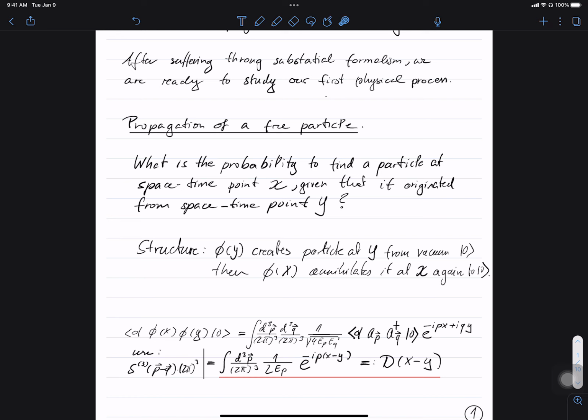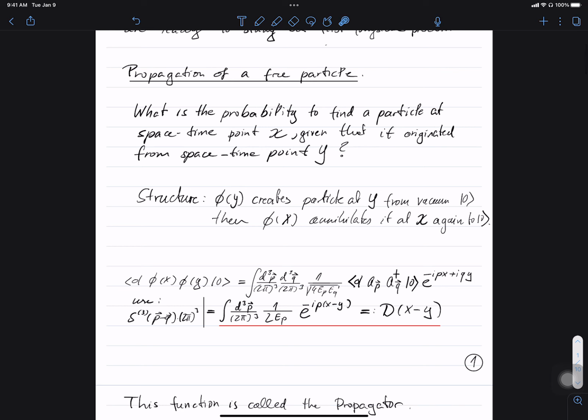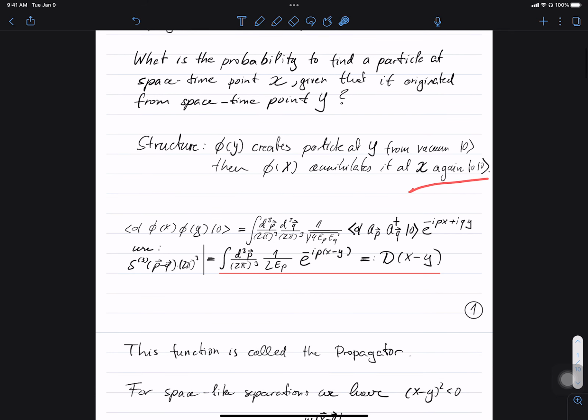Now we can ask the question, what is the probability to find a particle at a space-time point x, given that it was originated or generated at a space-time point y? So the structure we have is the field operator creates a particle at space-time point y from the vacuum. This is the only way we know how to get particles. And then the field operator at space-time point x annihilates it again to leave us with a vacuum state, to have a beginning and the end point of the particle world line.